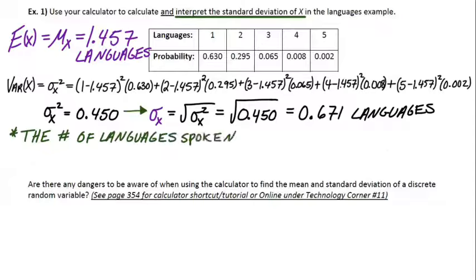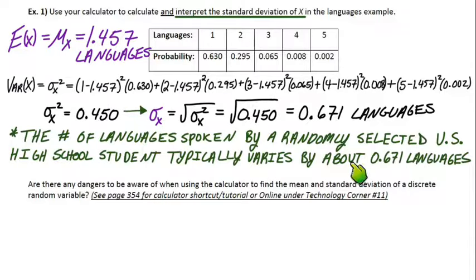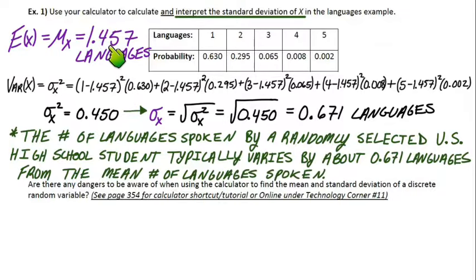We can say the number of languages spoken by a randomly selected U.S. high school student. I think that's what the problem said, right? They randomly selected U.S. high school students. So the number of languages spoken by a randomly selected U.S. high school student typically varies by about 0.671 languages. It's like an average, right? So it's okay to be a decimal. It varies by about 0.671 languages from the mean number of languages, which was that number. Okay, so hopefully that makes sense to you. That's an example of when we would interpret standard deviation for a discrete random variable.